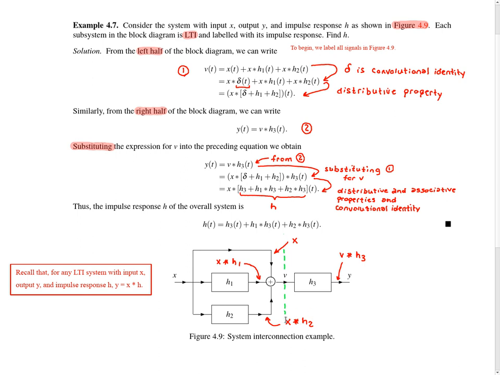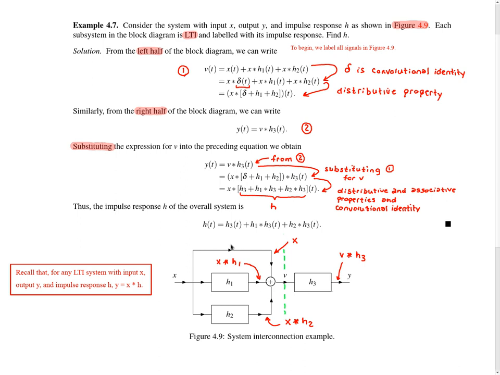And then lastly, we can label the output of this overall system here. To do this, we simply observe that here we have an LTI system with impulse response H3. The input is V and the output is Y. And in particular, we're trying to find a label for Y here. So the output here is going to be equal to the input V convolved with the impulse response H3. So this is where this label here comes from, V convolved with H3. So with all these signals labeled, now we can proceed on to write some equations much more easily.